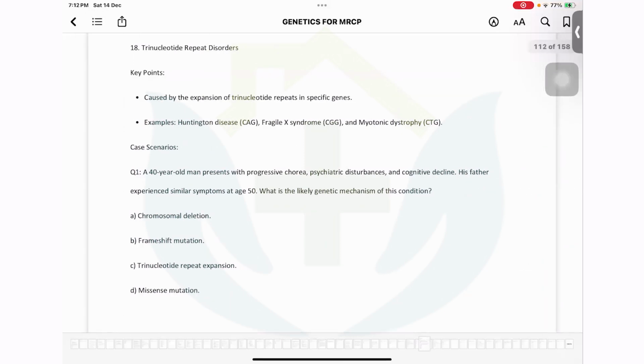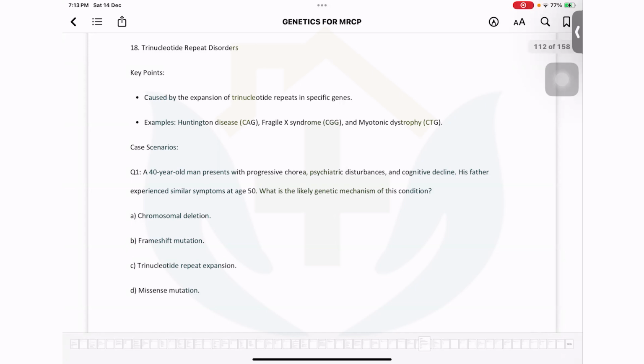Trinucleotide repeat disorder, we have already done that. It might be just a revision for you here. It is caused by the expansion of trinucleotide repeats. So which diseases? CAG, Huntington's; CGG, Fragile X; CTG, myotonic dystrophy. We've already done questions. Anybody remembering Fragile X syndrome features? Macroorchidism is one of the criteria. In Huntington's chorea, it is the anticipation, although anticipation can be seen in all of the trinucleotide repeat disorders.